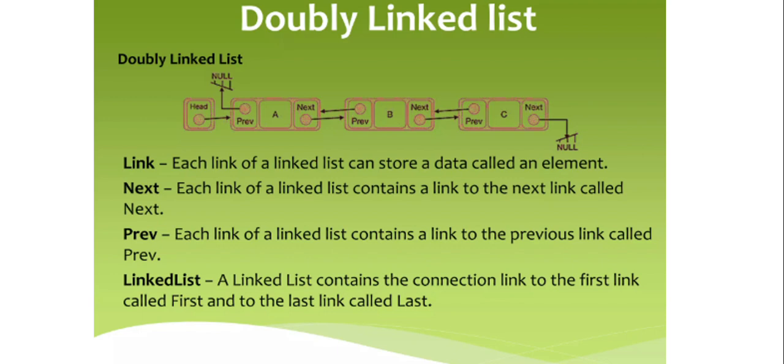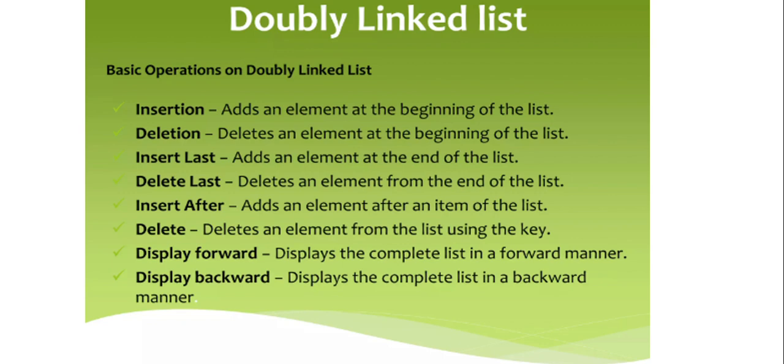Then what are the possibilities of the double linked list? There is one link field. Each link of the linked list can store data, which is called an element. What about next? Next contains the link to the next link. And previous is the one connecting to the previous node. The linked list contains the connection link to the first link, called first, and to the last link, called last. The basic operations of the double linked list are insertion, deletion, insert at the last position, delete the last, insert after, delete, display forward, and display backward.